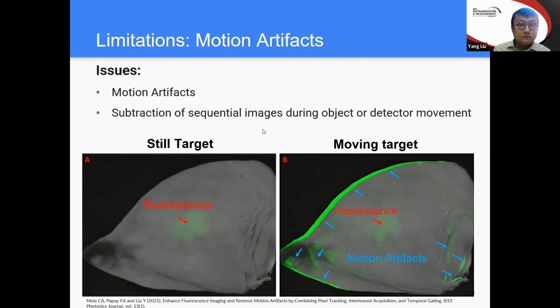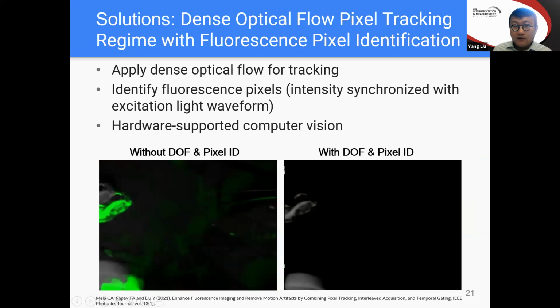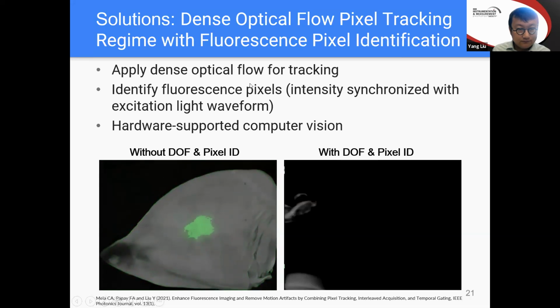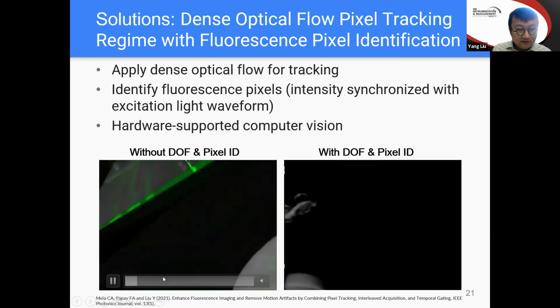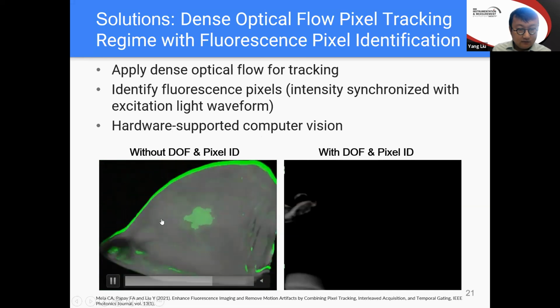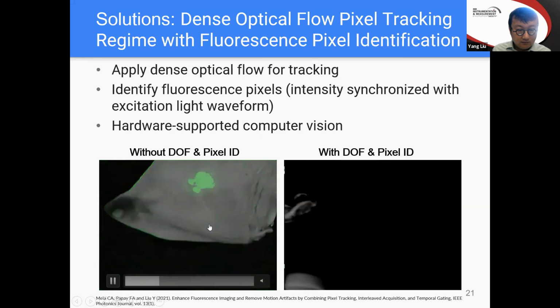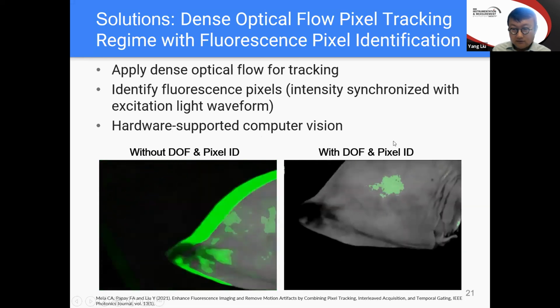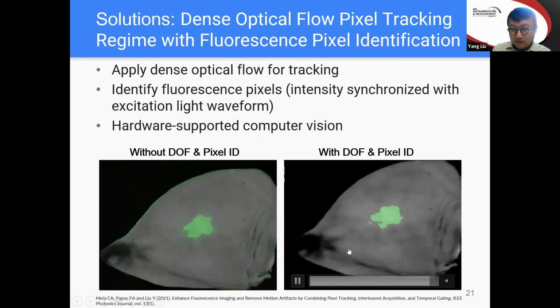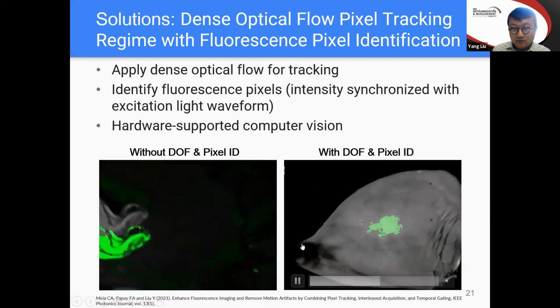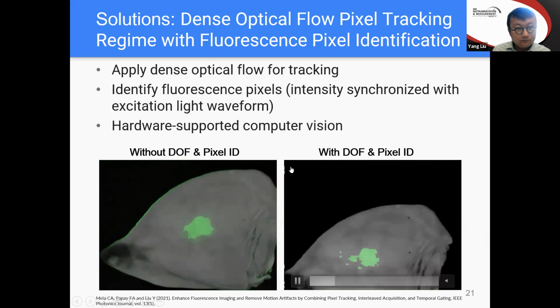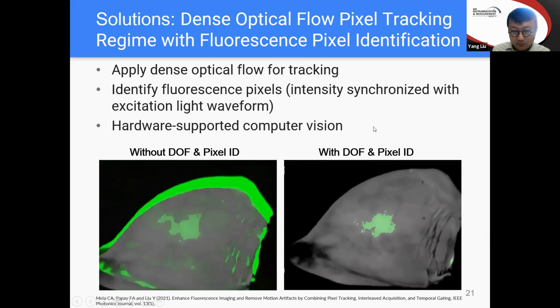So how do we deal with that? That's where computer vision comes in. In this particular example, we combine dense optical flow with the interleaved acquisition to track the pixels. This way we can identify the fluorescent pixels. On the left is the video without optical flow tracking, and on the right is with pixel tracking and fluorescent pixel identification. You can see that we can remove all the motion artifacts. This is a nice example of hardware-supported computer vision.